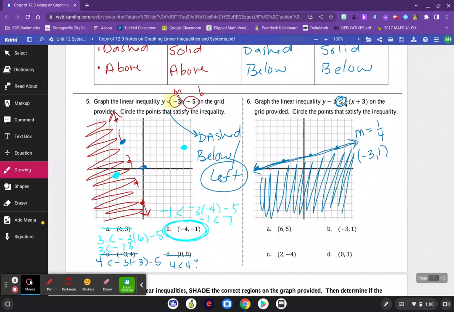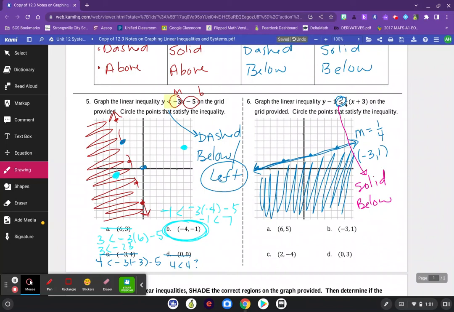Okay, so we should have a line that looks like this. I plotted a point at -3, 1. I had a positive slope, so my line's increasing. Because I have this less than or equal to, the equal to bar means that I have a solid line. The less than or equal to means I'm shading below. There's a clear above and below for this line versus left or right.